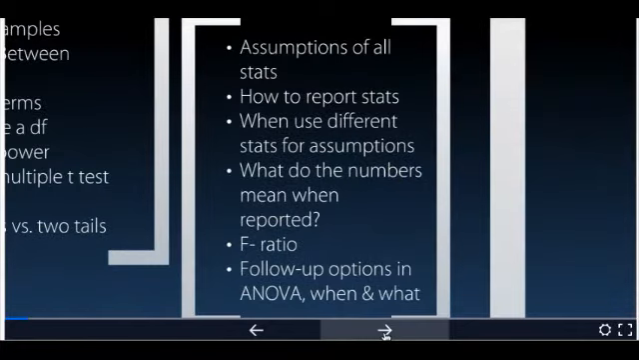You should be able to understand the assumptions that are affiliated with each of those statistics, the t-test and the ANOVA, how to report the statistics, when to use different statistics, assumptions, so which assumption applies to which, and then the nuances around those assumptions. What do the numbers mean when you're reporting them? How do you interpret them, particularly what an F ratio is? And then some follow-up options of ANOVA, when and what kind of follow-ups would you do for ANOVA.